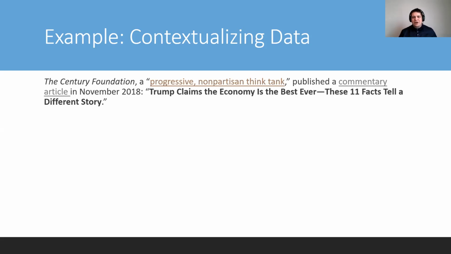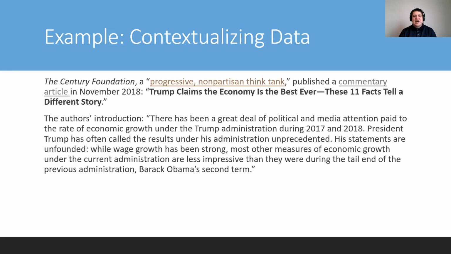So I'm going to show you the article in a minute, but take a look at how they set this up. So in their introduction, they say there's been a great deal of political and media attention paid to the rate of economic growth under the Trump administration during 2017 and 2018, of course, when the article was written. Trump has often called the results under his administration unprecedented, and he's still actually saying that. Watch the daily news conferences.